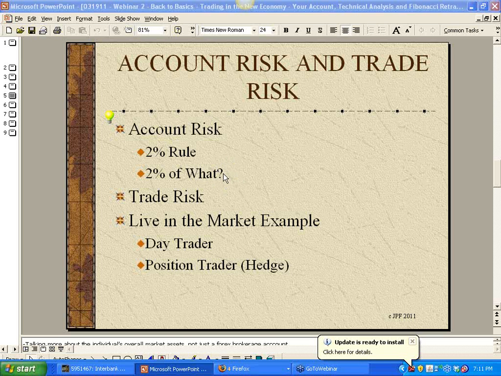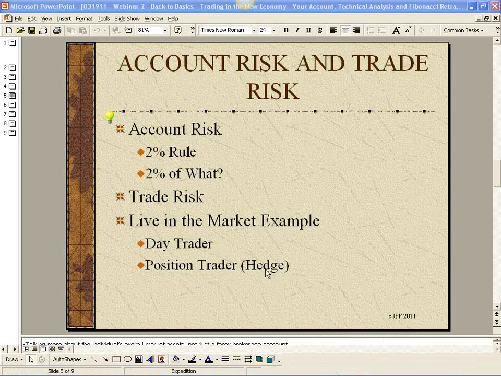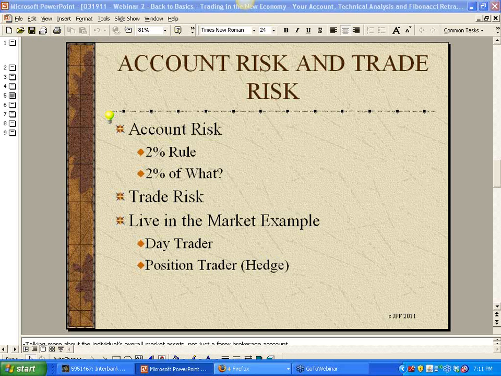So that's what I mean by 2% of what? Who are you as a trader? So I want to go into two examples down here. I want to go into a day trader who's short-term, and I want to go into a position trader who might be hedging some other larger position. Let's say you're using the Australian dollar, which is tied to gold prices, the Canadian dollar tied to oil prices, and these are these intermarket relationships that I talk about. Maybe you're using them to hedge some of your commodity holdings over in your equity or option portfolio.